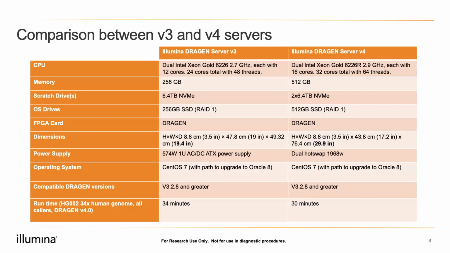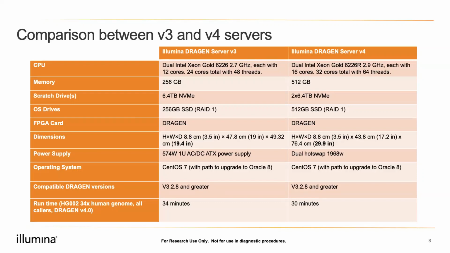So I'll briefly touch on the comparison between the V3 and V4 servers. As you can see, the V4 server has some improved CPU and memory. Its scratch drive is twice as big. It does have the same FPGA card, and both come with the same operating system, CentOS 7. We will be migrating to Oracle 8 over the next 2 years as CentOS 7 is reaching end of life, and both servers will have an upgrade path to Oracle 8.